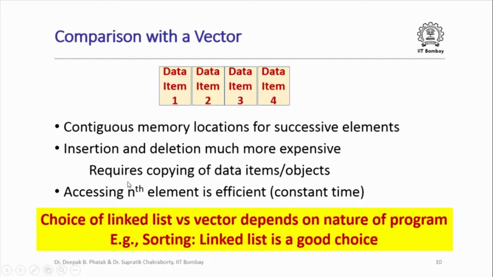So accessing the nth element is efficient, unlike in a doubly linked list where accessing the nth element is actually quite time consuming. So the choice of whether you're going to use a linked list or a vector for your purposes in your program really depends on the nature of your program. If you're going to do lots of insertions and deletions, perhaps a linked list is a good choice. If you need to access specific elements by their indices a lot of times, perhaps a vector is the best choice. For example, for purposes of sorting, where we actually need to swap elements, insert elements in between two other elements, and so on, a linked list would certainly be a good choice.